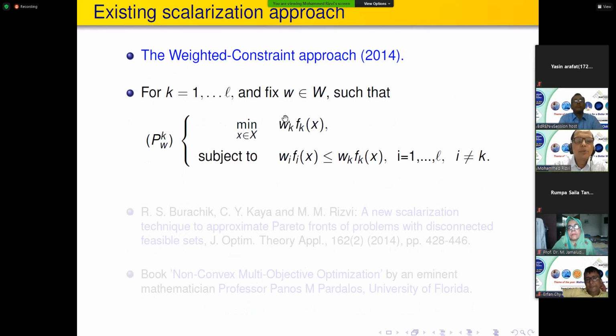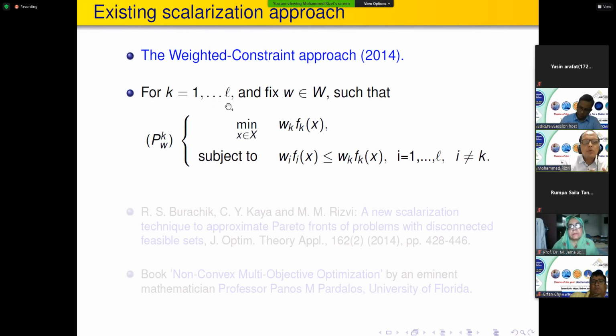Here, suppose that we have two objectives. We keep one objective in the objective function, and the other objective we force into the constraints. Here K is a number. Suppose we have L objectives. We consider the kth objective as the objective function and force the other objectives into the constraints, converting the original problem into a single objective optimization problem. So how many Ks do we have? We have L of them.